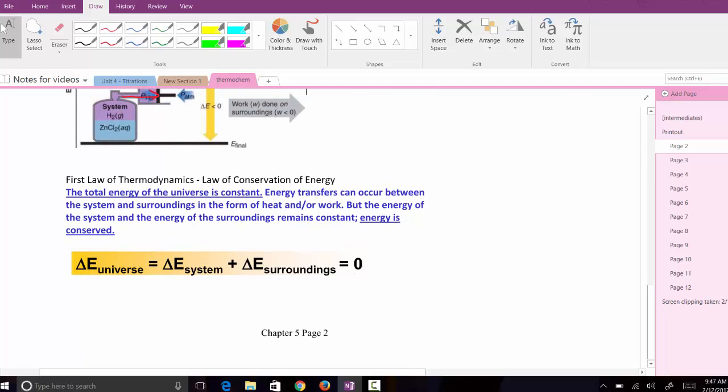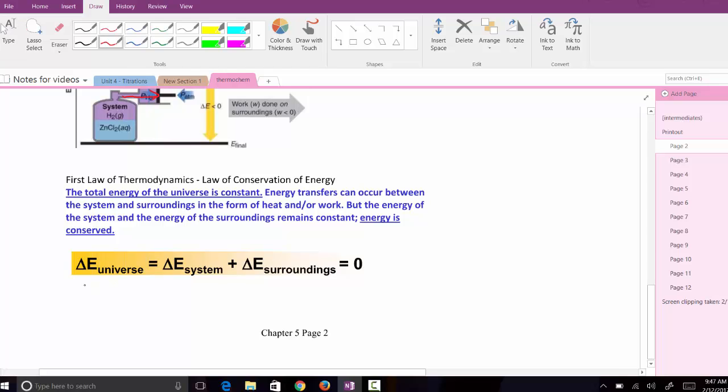All right, so law of conservation of energy, I'm sure you've heard of that before, meaning that we can't create or destroy energy, it just changes forms. And that is also referred to as the first law of thermodynamics.